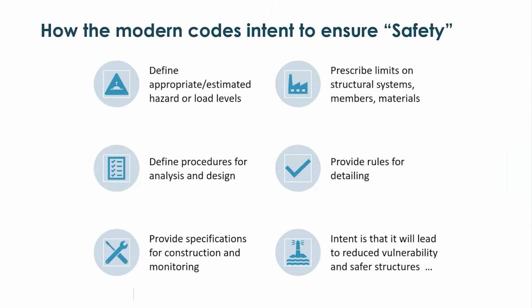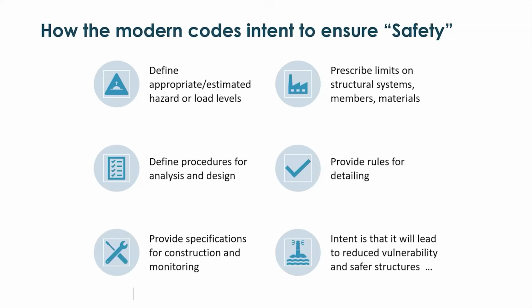Modern codes ensure safety through, first of all, estimation of the hazards or load levels. That's the first thing we do. Seismic load, wind load, they estimate based on maps and test data, mostly statistical. Then they prescribe limits on the structural system, members and materials that we can use: size of the column, size of the beam, frame, and so on. Then they define procedures for analysis and design: linear procedures, response spectrum procedures, and sometimes even non-linear in some cases. They clearly define what procedure we should use for what height, what type of structure, in which zone, and so on. They also provide rules for detailing.